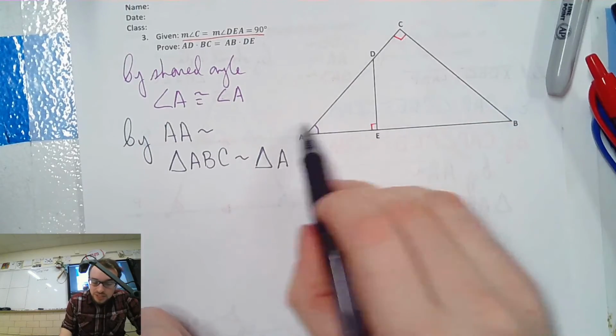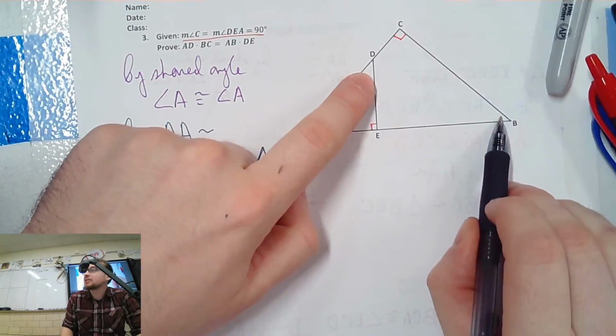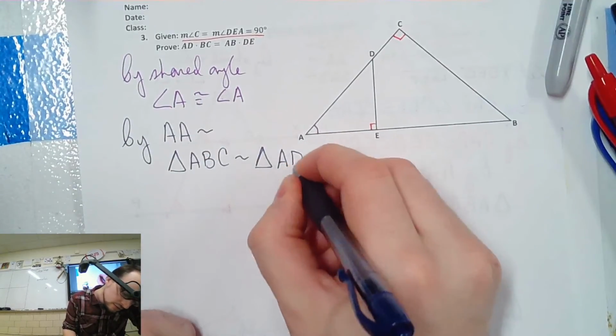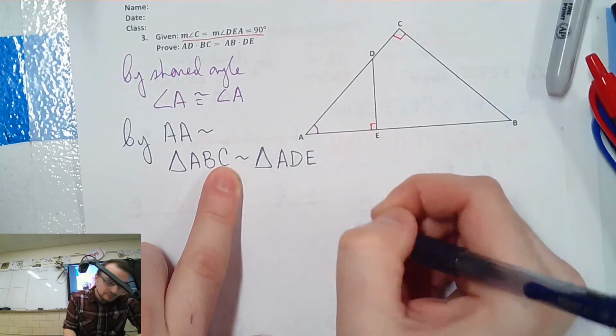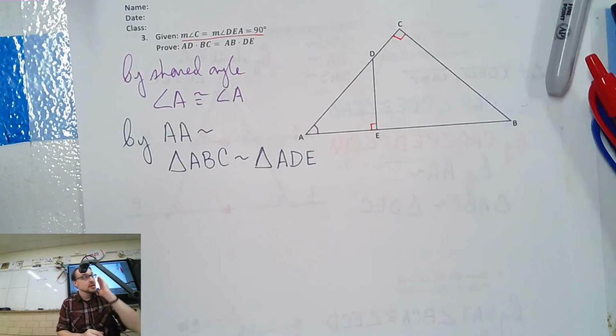And then B on the big triangle is this angle here. It must go with D, right? And then C on the big triangle must go with E, right? So here's what we're going to do.